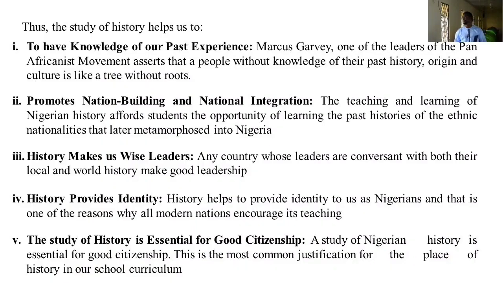One should ask himself, if Herodotus did not preserve by writing most of the civilizations, cultures, and wars fought by Greeks and non-Greeks, how would humanity have known what happened in the past? Therefore, the study of history will help us, one, to have knowledge of our past experience. For instance, Marcus Garvey, one of the leaders of the Pan-Africanist movement, asserts that a people without knowledge of their past history, origin, and culture will be like a tree without roots.